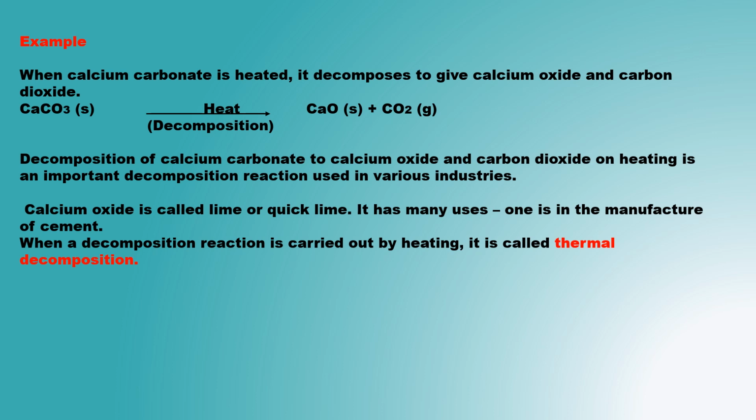The decomposition of calcium carbonate, limestone, on heating is an important reaction used in various industries. This is because calcium oxide, lime, obtained by the decomposition of calcium carbonate has many uses in industry. For example, calcium oxide, or lime, is used on a large scale in the manufacture of cement and glass. When a decomposition reaction is carried out by heating, it is called thermal decomposition. Thermal means relating to heat. The decomposition of calcium carbonate into calcium oxide and carbon dioxide is an example of thermal decomposition, because it is carried out by heating.